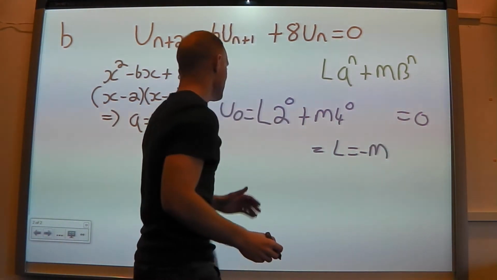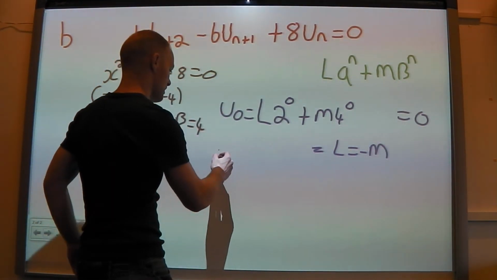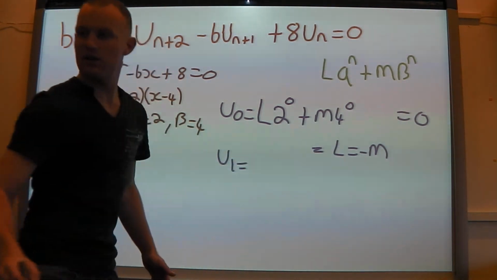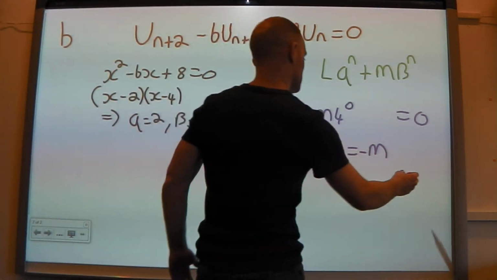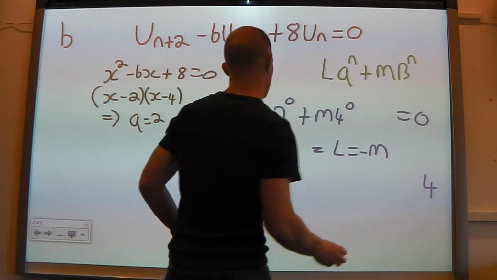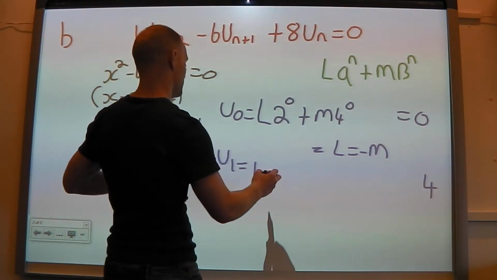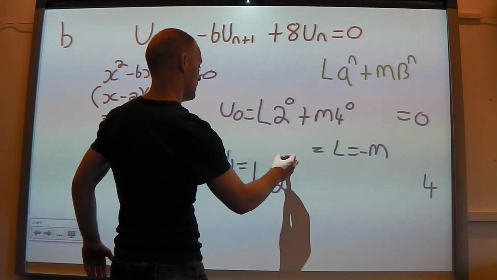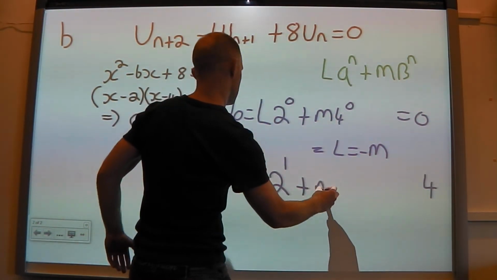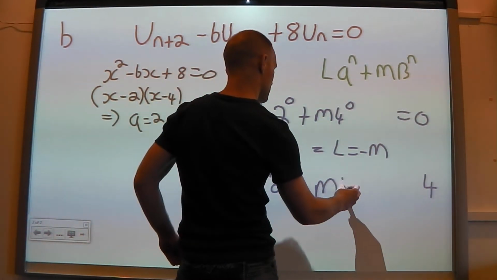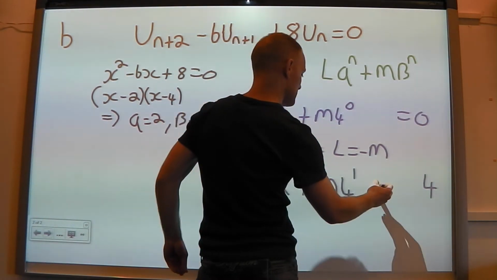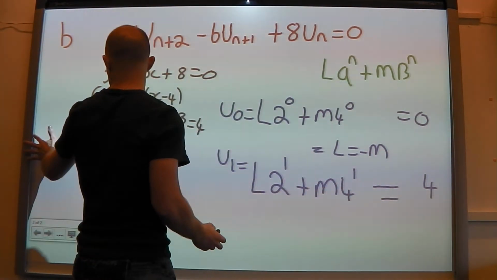Okay, now we're also given values for u1. u1 is equal to 4. So we'll just write down u1 is equal to 4. So we have L here, then we have times alpha, which is 2, to the power of 1, plus m times our beta, 4 to the power of 1, which is equal to 4.